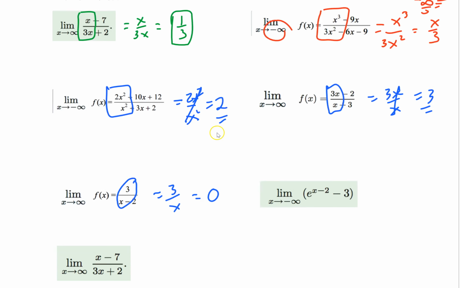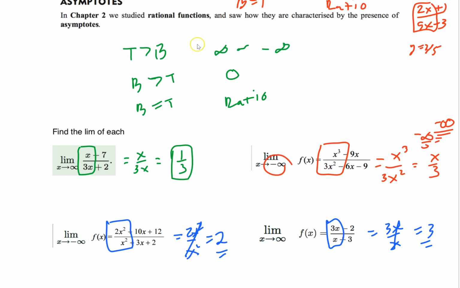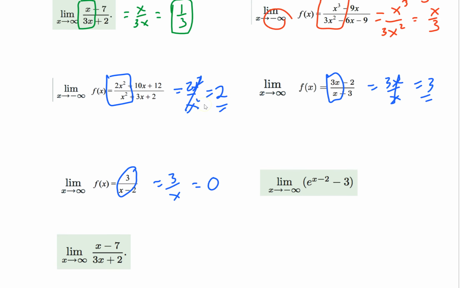Right? So don't forget our general rule. Top bigger, and bottom is either positive or negative infinity. It kind of depends on how it falls out. If the bottom power is bigger, 0 automatically. And if they're the same, it's a ratio.